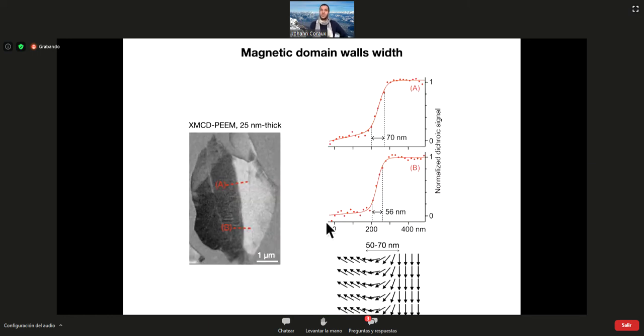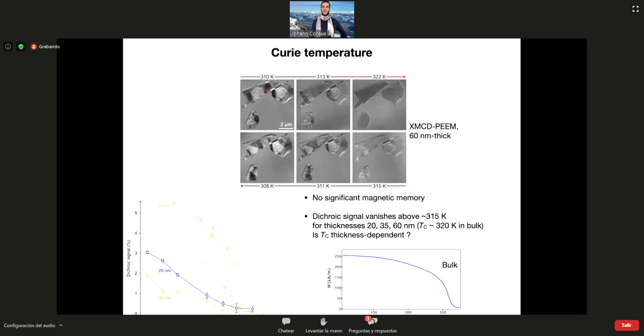Okay. So we can even, with a nicely resolved image, measure the profile, how the magnetization evolves when it crosses the domain wall, and that way we can estimate that domain walls are typically 50, 70 nanometers thick.